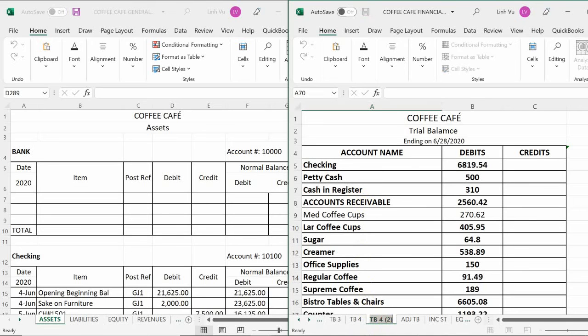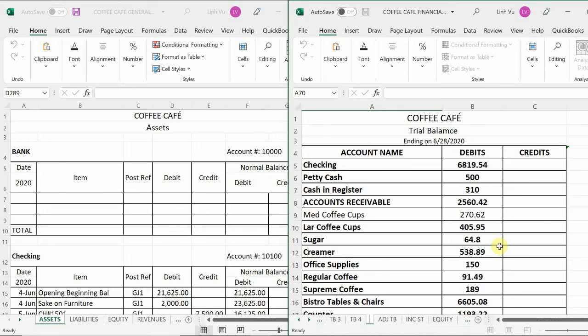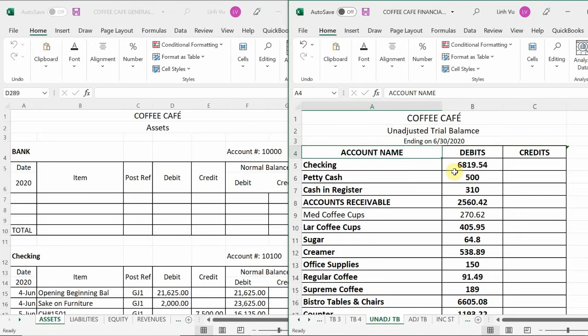So I'm going to change this to say, okay, and I'm going to rename this here as well. And I'm going to change this because the date is different as well. It's for the 30th, right? The end of the month.